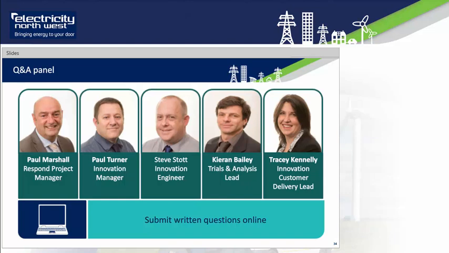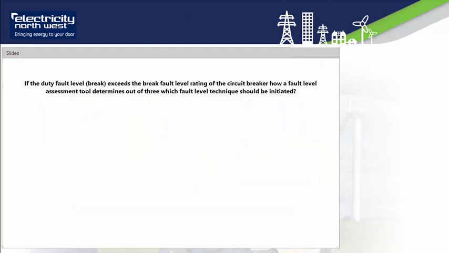First question then that we've been asked. I think this question is asking how does the fault level assessment tool determine which of the fault level techniques should be initiated? And the answer to that one is actually it doesn't. Each technique is independent on its own site. So the fault assessment tool will just turn on the technique at that site. It doesn't select which technique. So we're trying all the techniques independently.